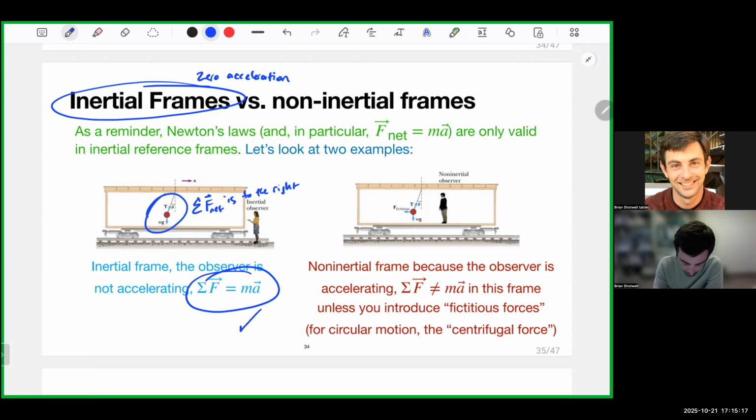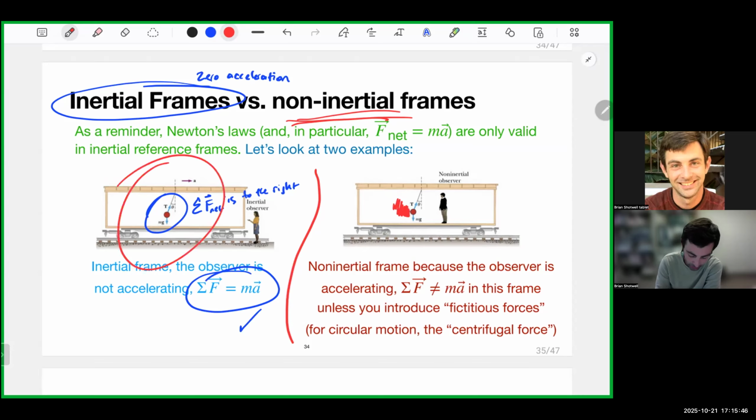The problem starts if you look at a non-inertial frame. So what does this mean? Imagine you're standing inside the train. This person is the non-inertial observer. I'm going to cross this out for a second. What the non-inertial observer sees is that there's a tension force and an mg acting on the ball. That's the same as what we just analyzed. Suppose instead of a string, it was a spring, and you can measure exactly how hard the spring is pulling on the ball and how big mg is. You already know the weight of the ball. So those two are unaffected.